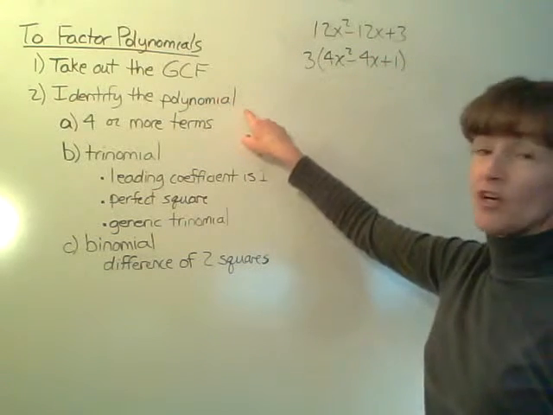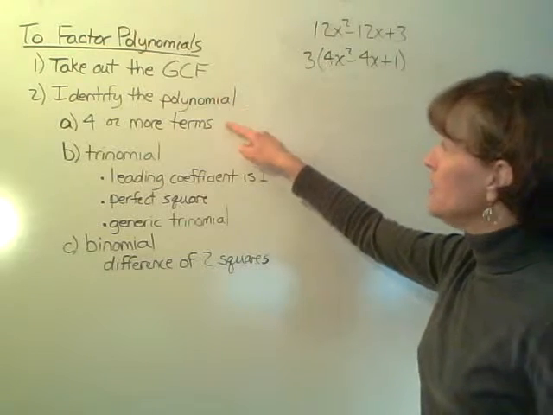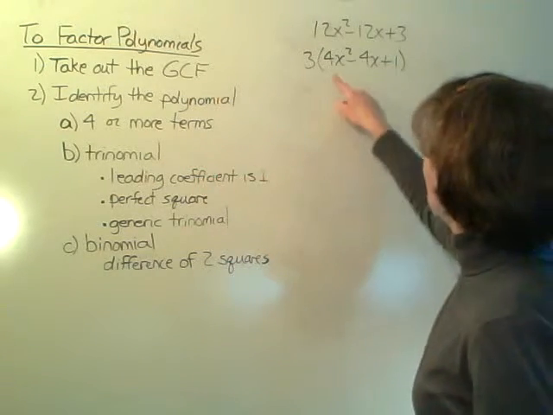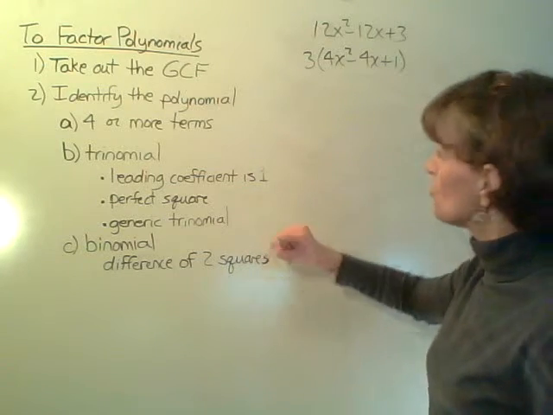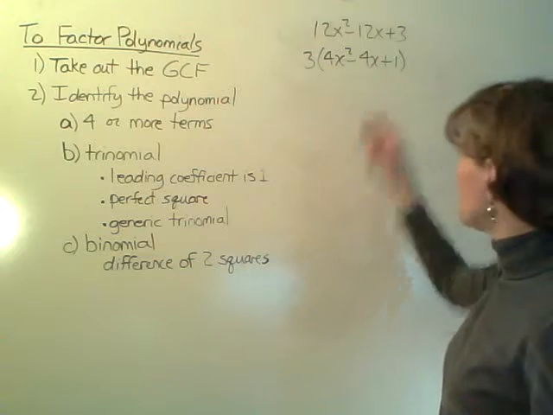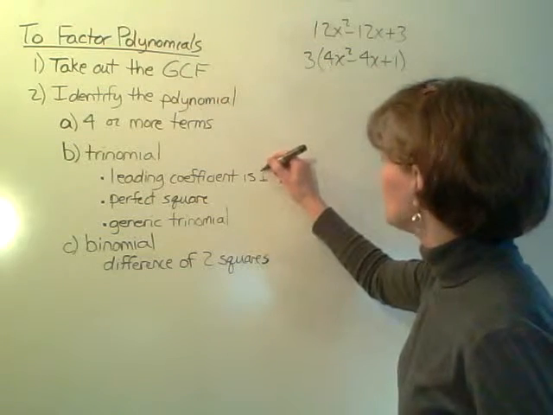The second step is to identify my polynomial. Is it 4 or more terms? No. This is a trinomial. In the trinomial, I have 3 categories. Is the leading coefficient 1? Well, I could turn it around and the leading coefficient would be 1.